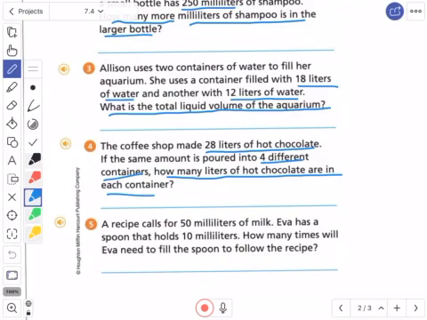Okay? The recipe calls for 50 milliliters of milk. Eva has a spoon that holds 10 milliliters. How many times will Eva need to fill the spoon to follow the recipe? Okay, all right. I will see you back here.